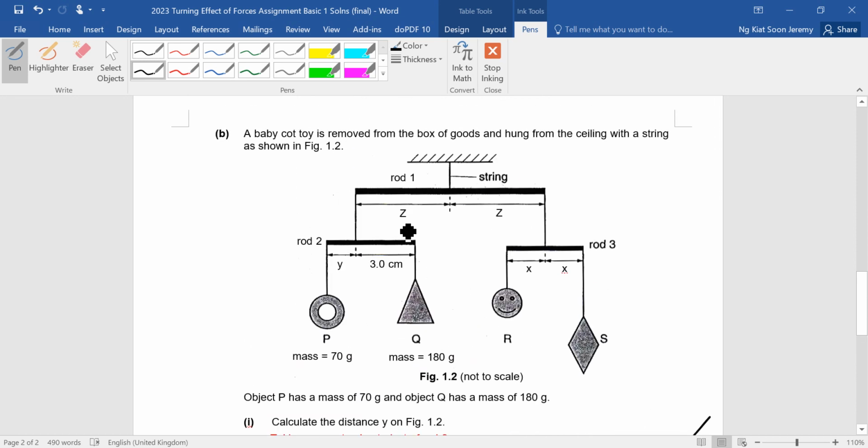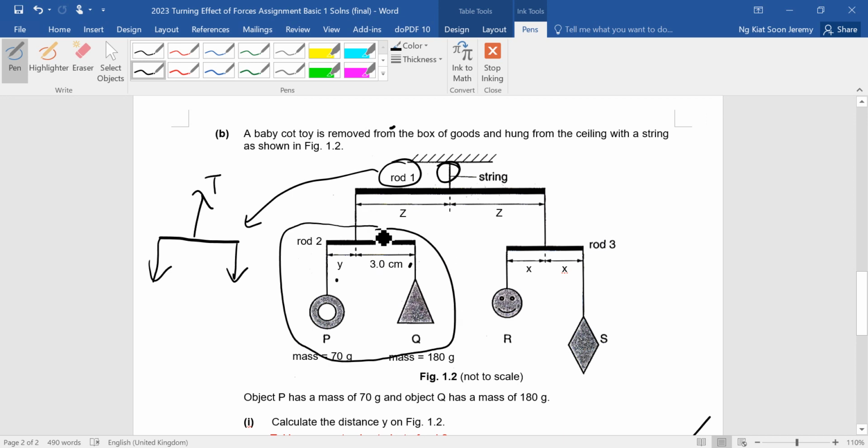We need to first understand that it looks complex, but actually when we look at moments questions, generally we are looking at just beams, right? So if I take this as rod 1, how many forces act on rod 1? I'm talking about rod 1, this one. There's an upward force here from the string. Okay, there are 2 downward forces here, right, because it's being pulled down by this whole system.